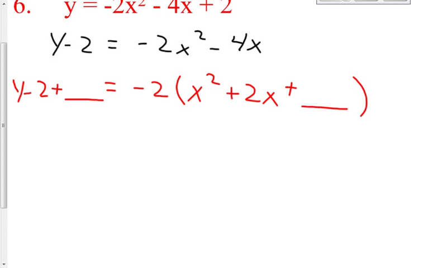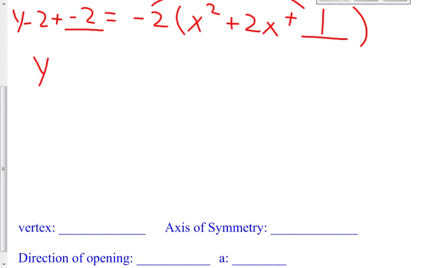Now we're going to find out what goes in the blank. The blank is b divided by 2 squared. So it's 2 divided by 2, which is 1, and 1 squared is 1. You added 1 to the right side. However, you added negative 2, because you have to distribute that negative 2 times 1. So a negative 2 goes off on the left. Simplifying, y minus 4 now equals a negative 2 times the quantity x plus 1 quantity squared.